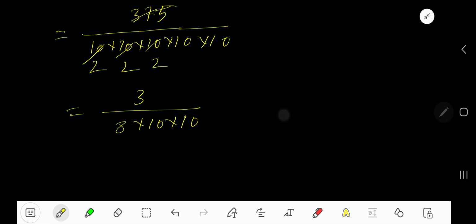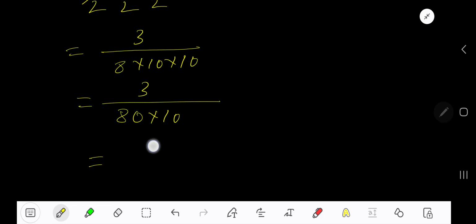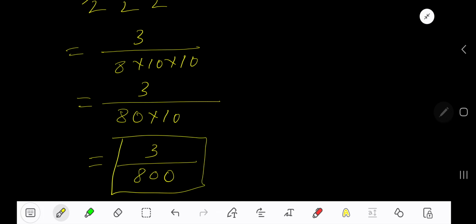Now 8 times 1 is 8, then add 0, multiply by 10. Now 8 times 1 is 8, add 2 zeros. So 3 over 800. 3 is a prime number, so the common factor between 3 and 800 is just 1. If you divide this and this, you will get the same thing. So this is the result.